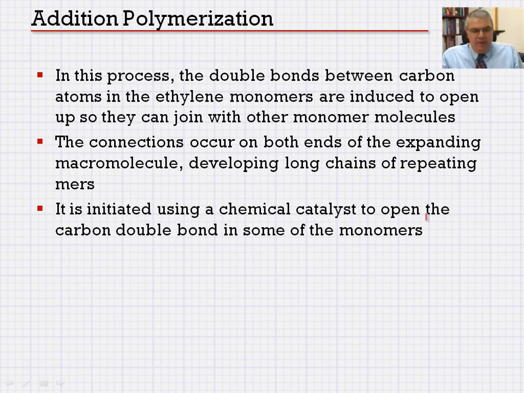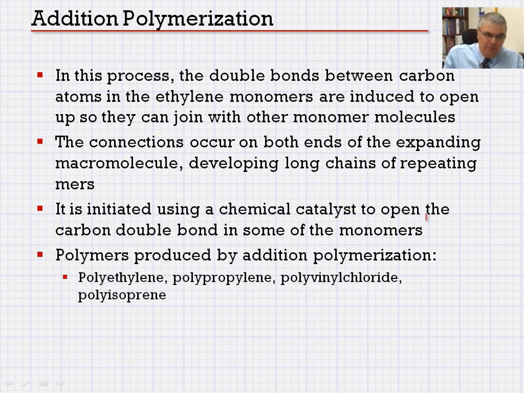So, of course, we need to have some kind of a catalyst here. It's a chemical catalyst to open the carbon double bond in some of the monomers and make the process occur. And this is called addition polymerization. Some examples of polymers that are produced by addition polymerization are polyethylene, and so on, and they're all listed here. PVC is also another good example in which we use the process of addition polymerization.